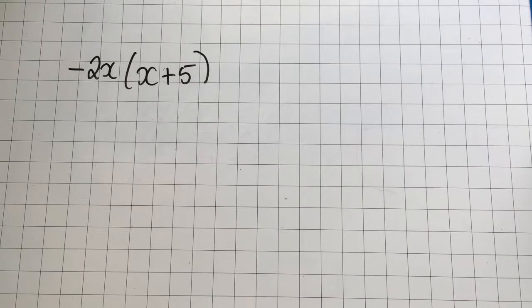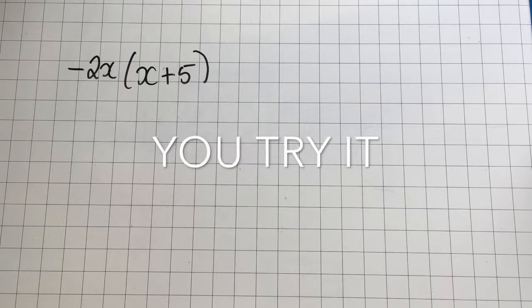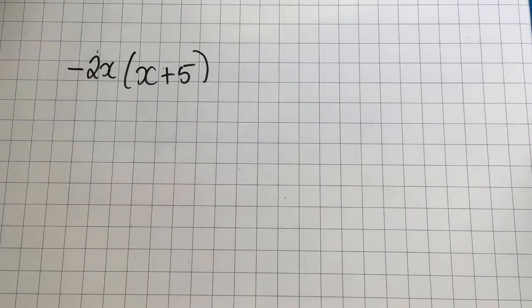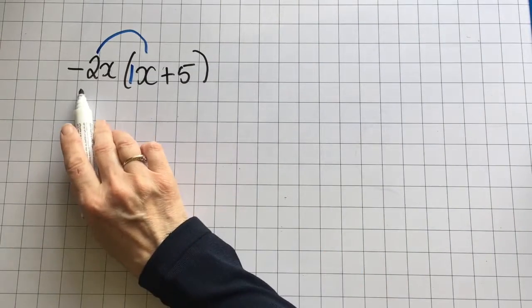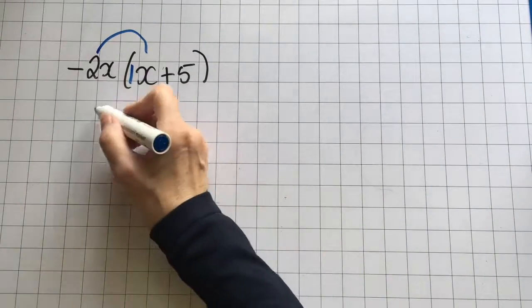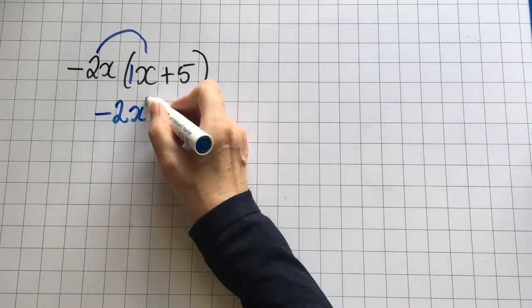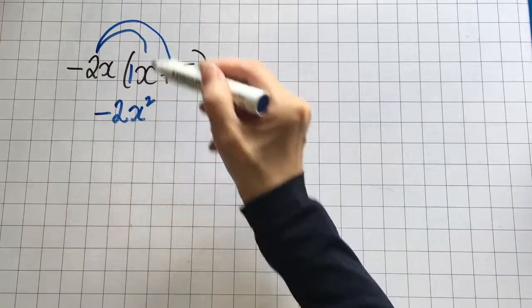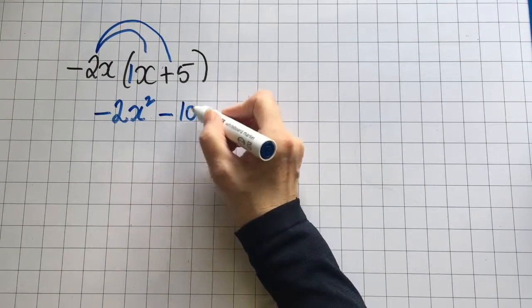In this sum, we're multiplying the brackets by minus 2x. So x has a coefficient of minus 2. If you look up the key terms, you'll see that coefficient means number in front of the variable. Minus 2 times x. Remember, x means 1x. We multiply the coefficients together. Minus 2 times 1 is minus 2. And now we multiply the variables together. x times x is x squared, minus 2x times plus 5, minus by plus is minus, 2 fives are 10x.